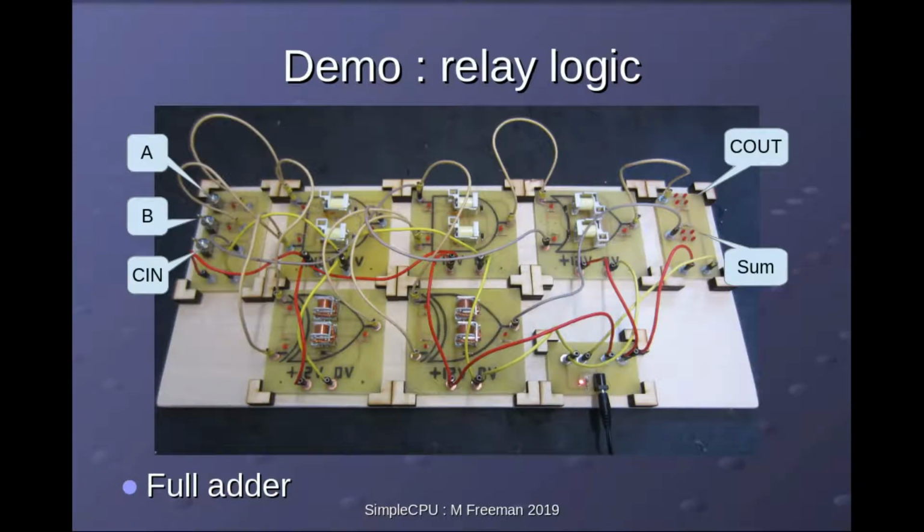Okay, in the last lecture we saw how we could build our logic gates using ladder logic, using relay circuits, and we can now take those logic gates and build our full adder to add together the inputs A, B and C in and generate the sum and the carry out. To show this circuit in operation, I have a video from last year's lecture.